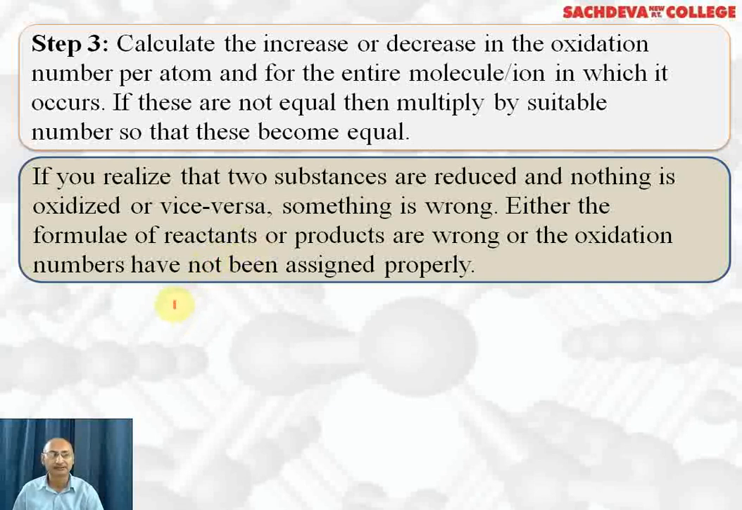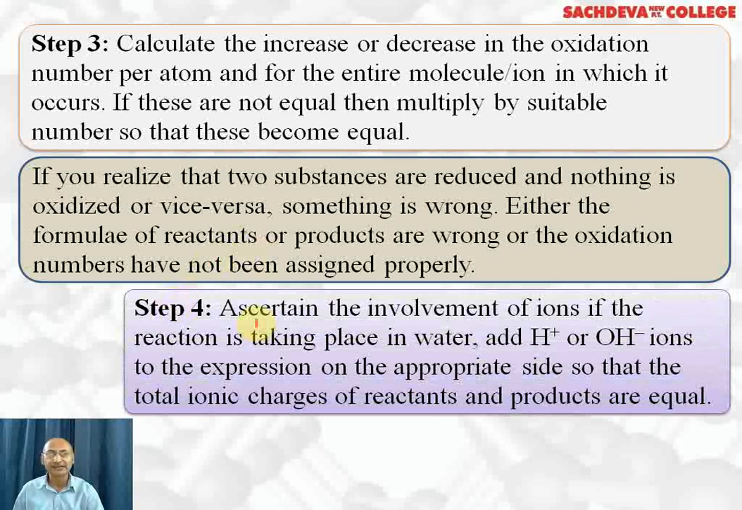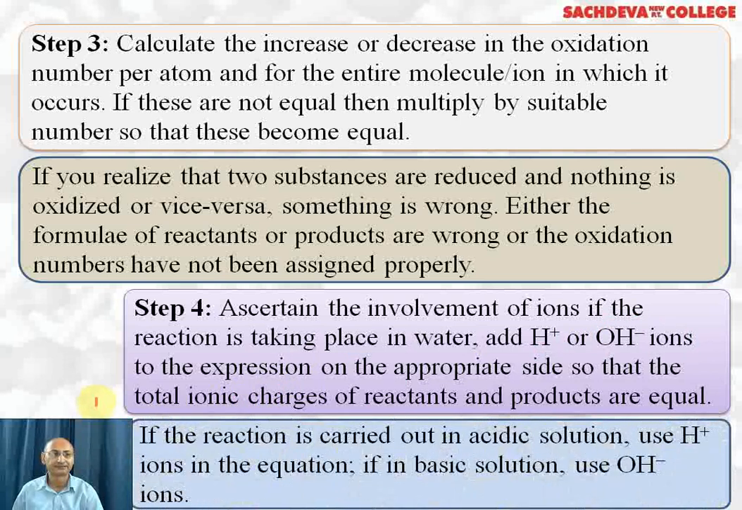Next step, ascertain the involvement of the ions. If the reaction is taking place in water, add H ion or OH ion to the expression on the appropriate side so that the ionic charges of reactants and products are equal and hydrogen and oxygen atoms are equal on both sides. If the reaction is carried out in acidic medium, use H positive ion in the equation. If in basic medium, use OH ion.